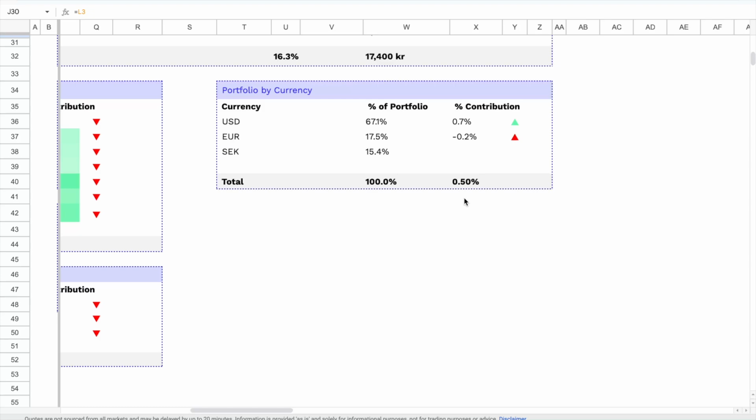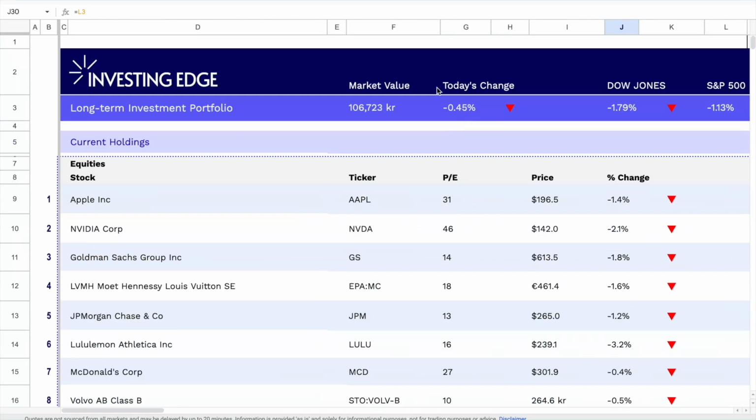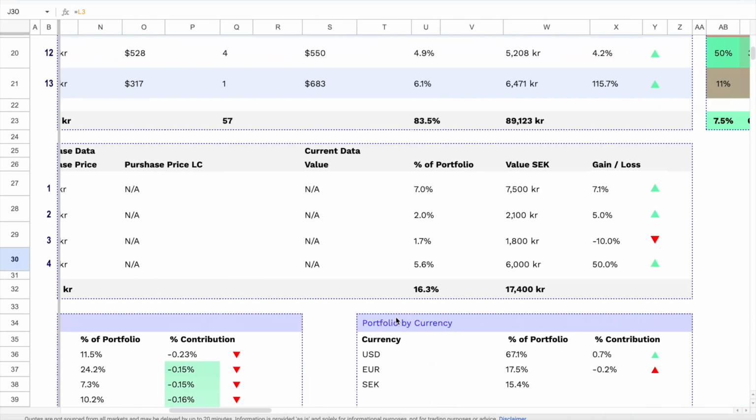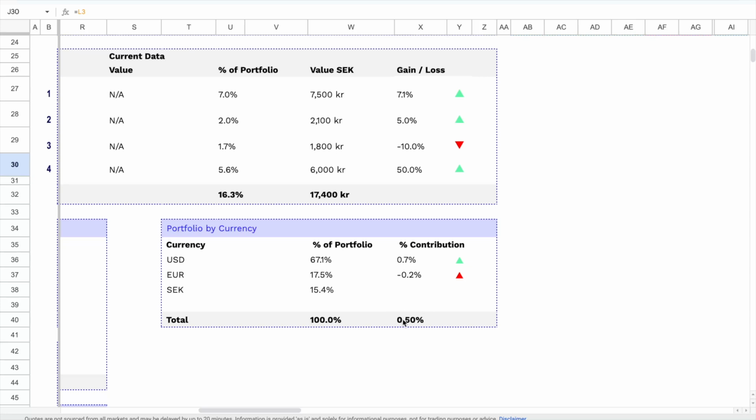This is interesting, because at the top we can see minus 0.45%. That's actually the sum of the stocks and the funds and the currency as well. So that totals the total portfolio performance. And there you can see whether the portfolio performance on this particular day is driven by the stocks or by the currency fluctuations on that day.